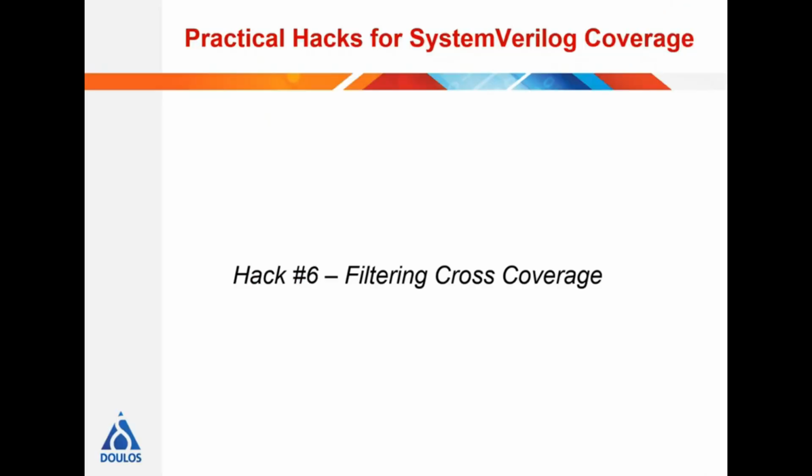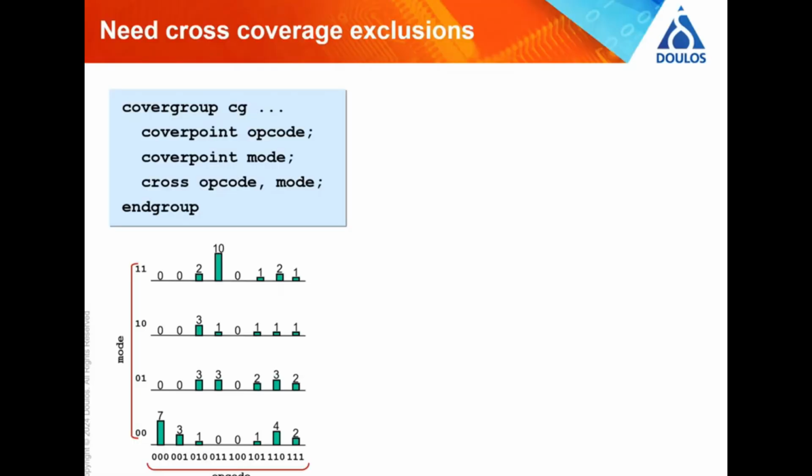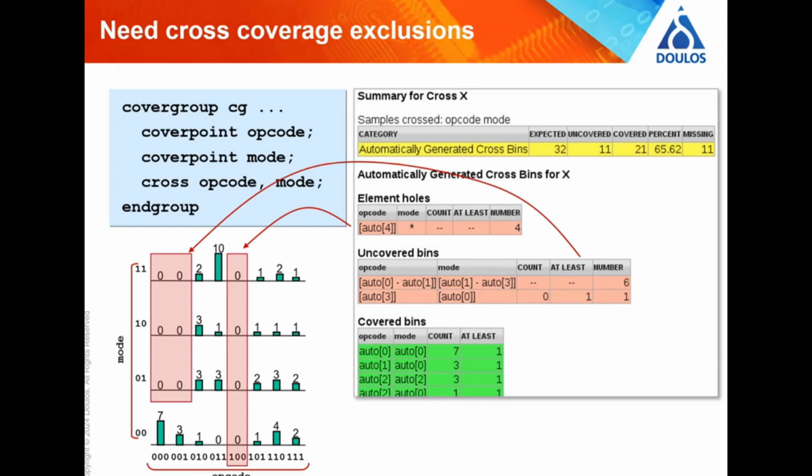Okay, so I saw a lot of people agreeing with me that it's difficult, or at least non-intuitive, how to filter your cross coverage. So let's take a look at this. If we go back to that first example where we have opcode crossed with mode, we saw that we had some pretty blatant holes in here, and we're going to want to filter those things out. If we ran this through our simulator and did a report, you would see right away that we've got some holes here, these element holes, and we have some uncovered bins showing up.